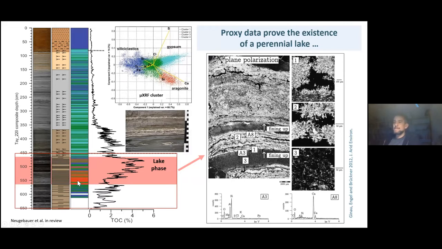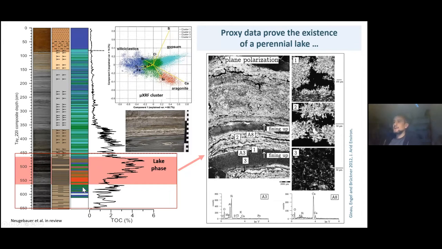So this is also reflected by the geochemistry of the core. We mainly can differentiate between siliciclastic parts of the core, gypsum, which is mostly present in the upper part of the core, and aragonite, which is, as I said, only part of the varve part of the core. And then there's kind of a mixed group, which is not precisely interpretable.